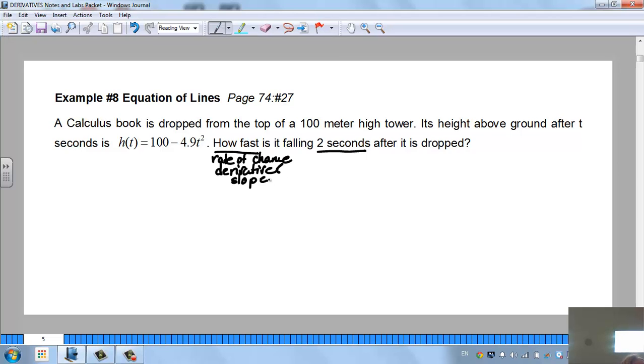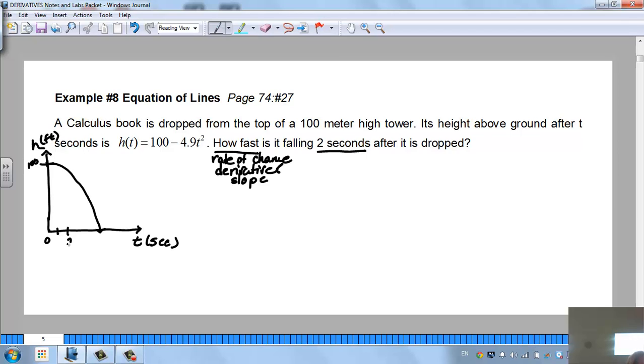So I'm going to do a little picture here so we can see what we're really looking at. So life is in quadrant 1. So here's time and here's the height. And they said it's 100 feet, so this is in feet. So here's 100 and this is in seconds. So basically this book is dropped from 100 feet and it's going to hit the ground at a certain time. And what this question is asking is how fast is it falling at 2 seconds?